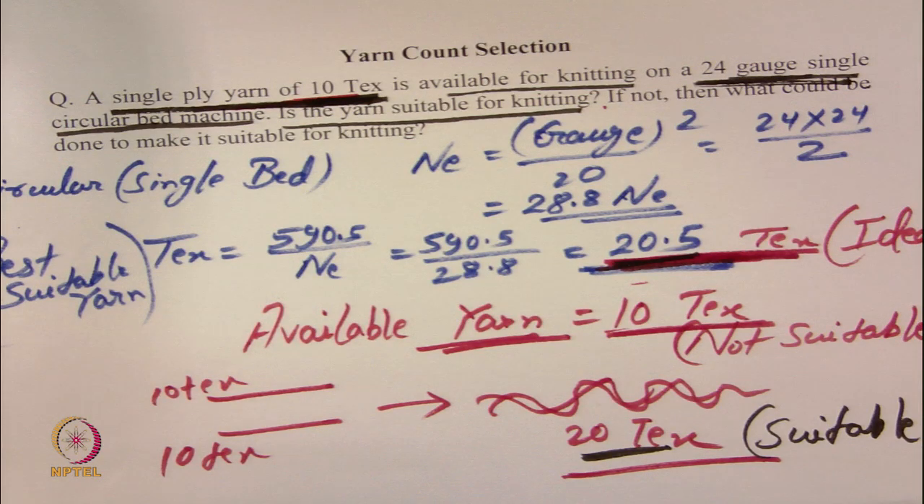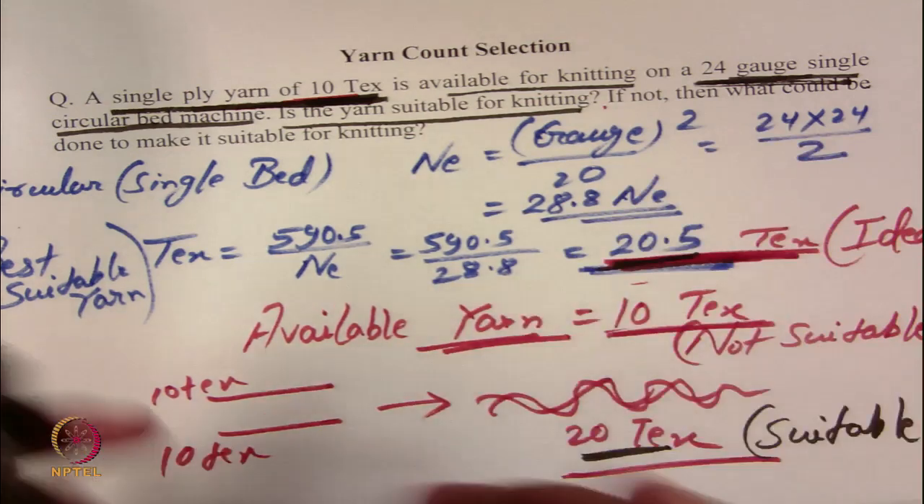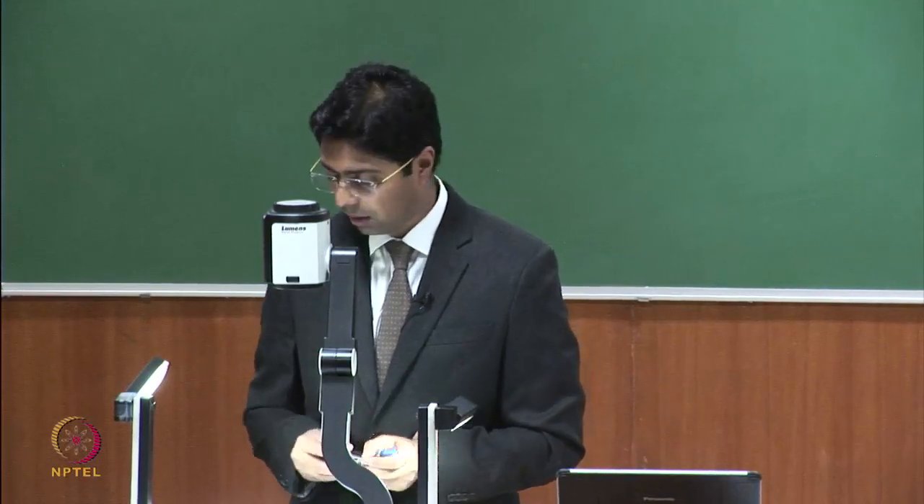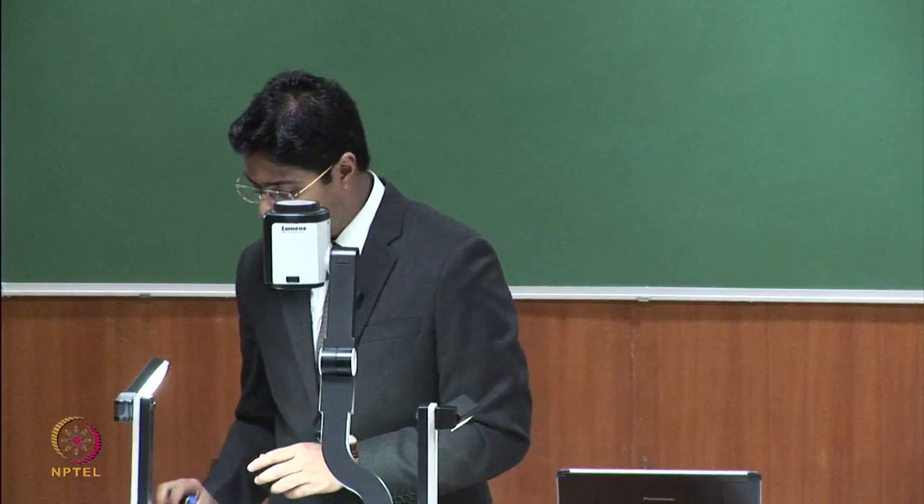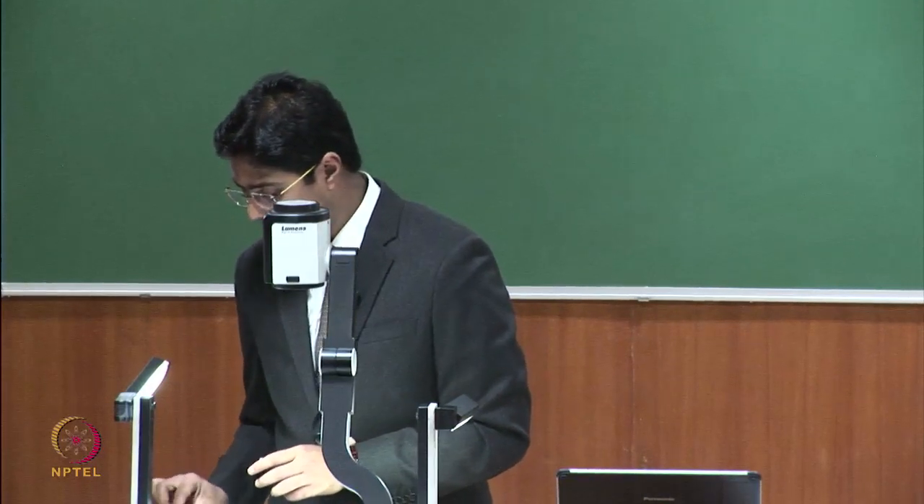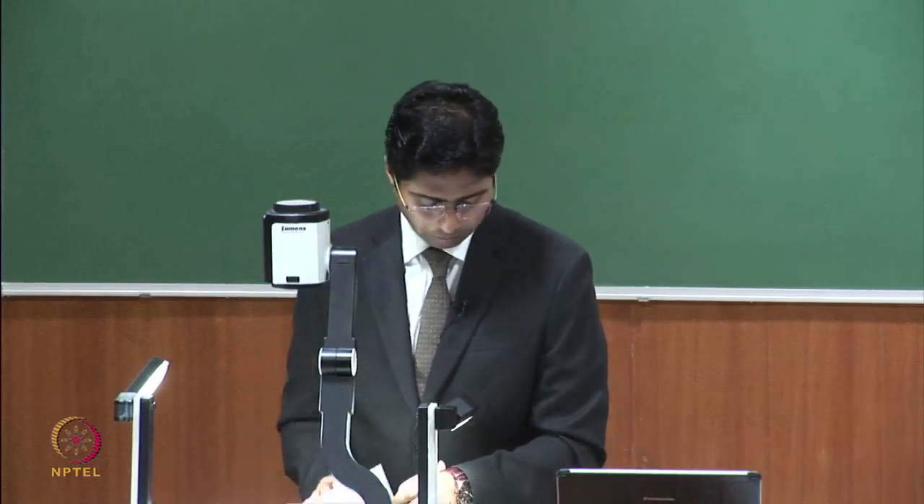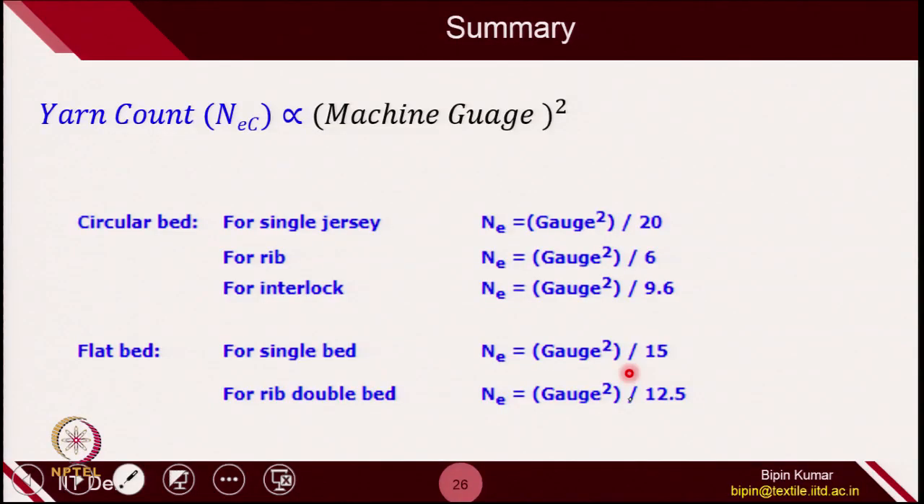If you learn this formula, when you have the yarn with you, you can play around. You can at least guess, before going on the machine itself, what is the right combination of yarn count that can run on this machine. This is very important from the practical point of view, and I expect you to follow this. So, with this I am stopping this particular lecture.